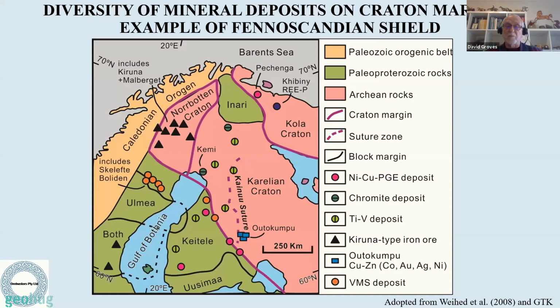And even the VMS deposits tend to sit on those margins, but in this case, they're probably structurally placed along the margins, because when I was a student, I had a look at these deposits like Skellefteå and so on, and I couldn't make sense of them. They were so deformed. Some of them were about 2 or 3 kilometers long and about 3 meters thick or something like this, just linear rods of VMS that had been totally deformed. But that's because they were emplaced, I think, along the Craton margin after they'd formed.